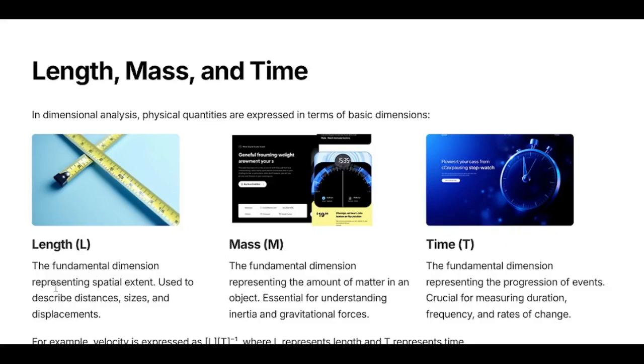The fundamental dimension used to describe distance, size, and displacement is length. Mass is used to measure weight, and it's involved when you're trying to measure force, because you need to have a mass. Time is used to measure the duration of an event.